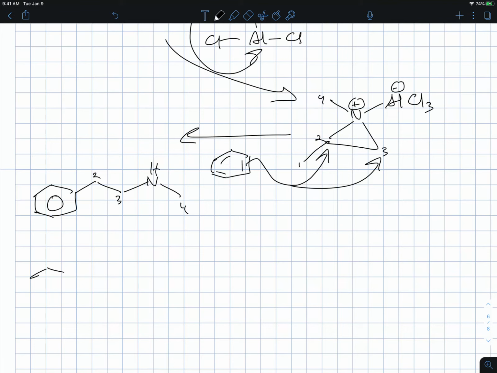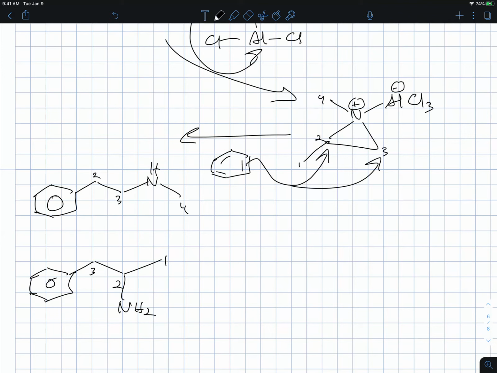The other possibility is it attacks carbon 3, and we get this. So two possible products. Which do you think is major or minor?